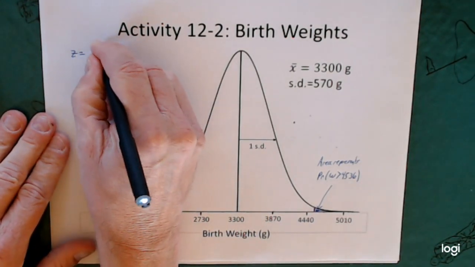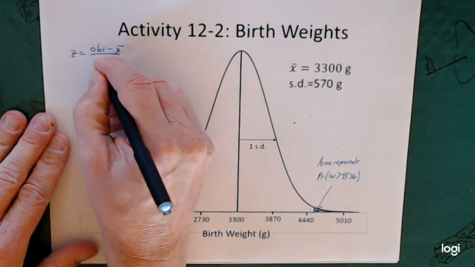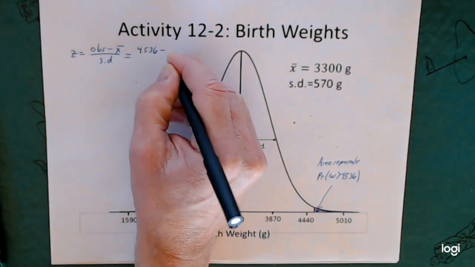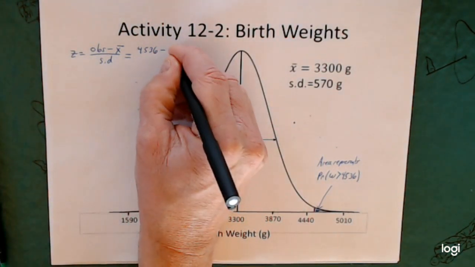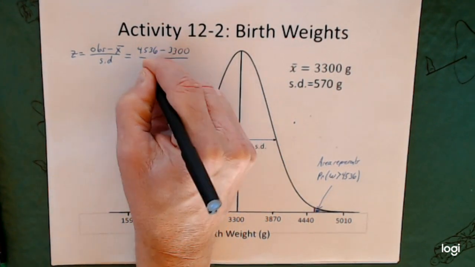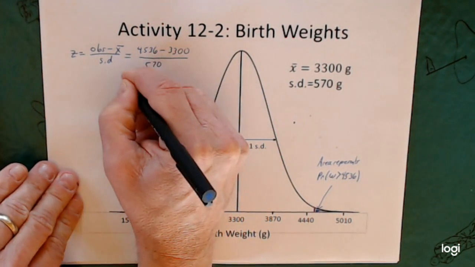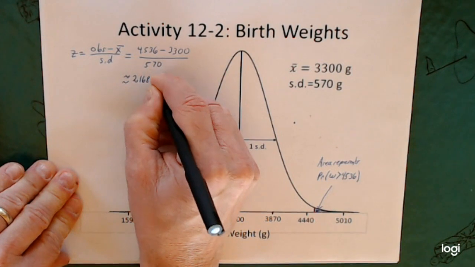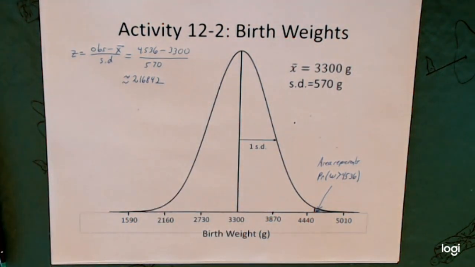Our z-score is our observation minus our mean, divided by our standard deviation. So it's 4,536 minus our mean, which is 3,300, over our standard deviation of 570. I work that out, and it comes out to about 2.16842. Remember what that means: it's positive, so our observation is above the mean, and it's 2.17 standard deviations above the mean. Again, a pretty extreme observation.